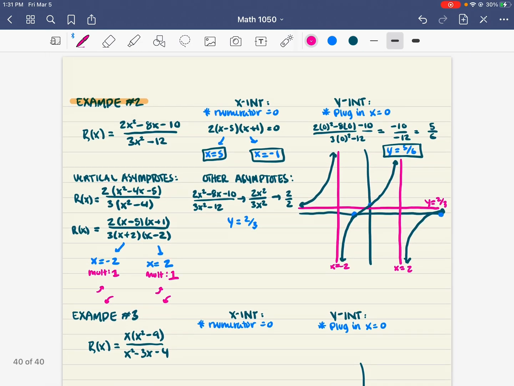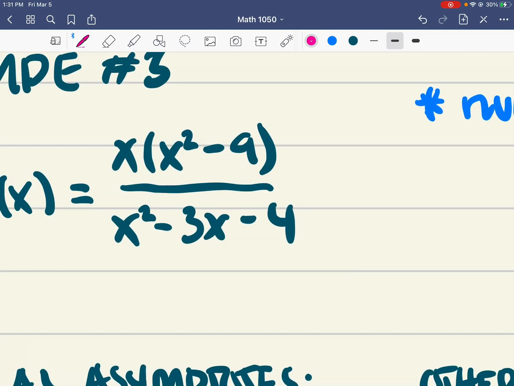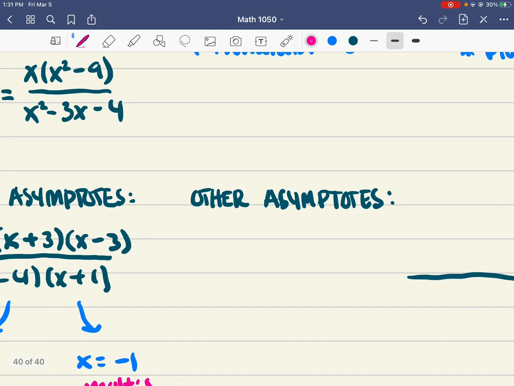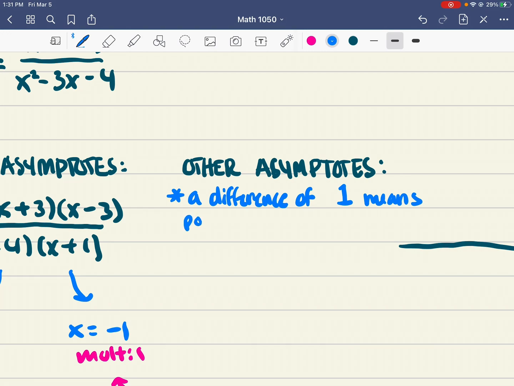So I will be honest, this one is the fun one. And I am being sarcastic. So when the degree of the numerator is 1 bigger than the degree of the denominator, then we have to do some fun stuff to find the other asymptotes here. So this means a difference of 1 means you have to do some polynomial division, which is that thing that you learned hopefully on Khan Academy.